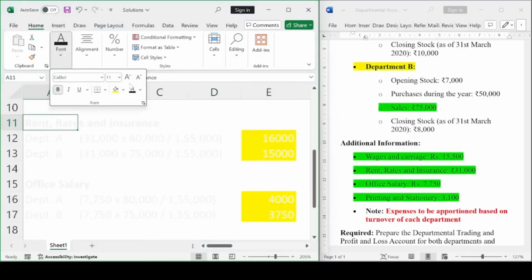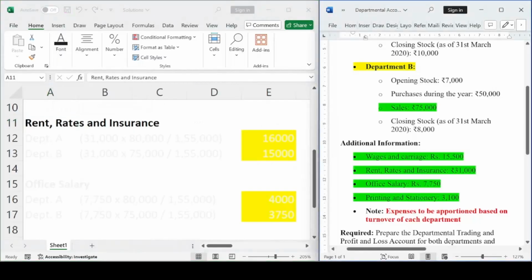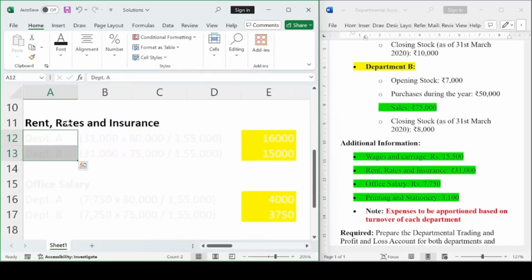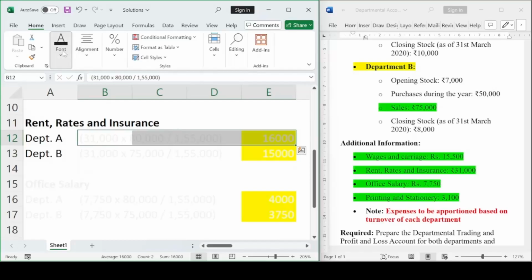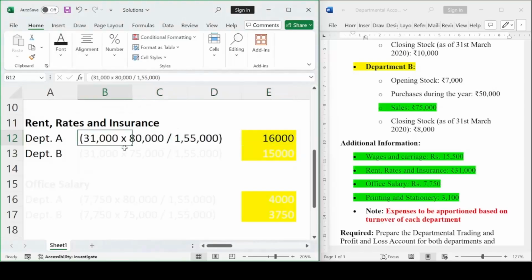Now the next expense that we have to divide is rent, rates and taxes. If you see in the question, the total rent, rates and taxes is 31,000. Now this has to be divided between two various departments, department A and department B. So when we look into department A, 31,000 is the total rent, rates and insurance. The turnover for department A is 80,000 and total turnover is 1,55,000. So 31,000 into 80,000 divided by 1,55,000. If I do, I will get 16,000 as department A's rent, rate and insurance.